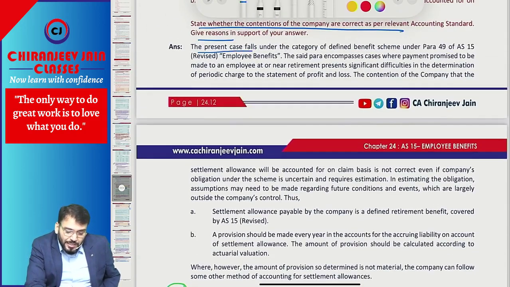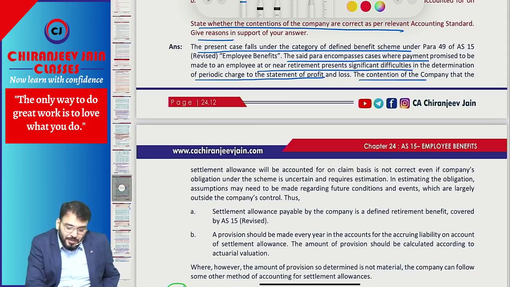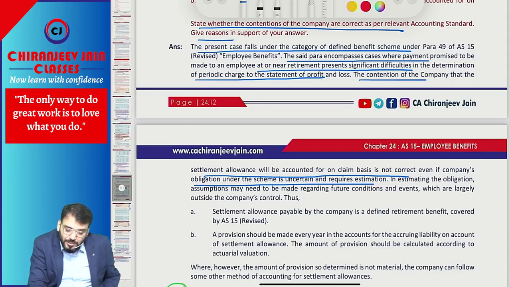The present case falls under the category of defined benefit scheme as per AS 15. The said para encompasses where the payment promised to be made to an employee at or near retirement presents significant difficulty in determination of periodic charge to the recipient. The contention of the company that settlement allowance will be accounted for on claim basis is not correct. Even if the company's obligation under the scheme is uncertain, it requires estimation. In estimating the obligation, assumptions may need to be made regarding future conditions and events which are largely outside the company's control. Thus, settlement allowance, can I say, simple.